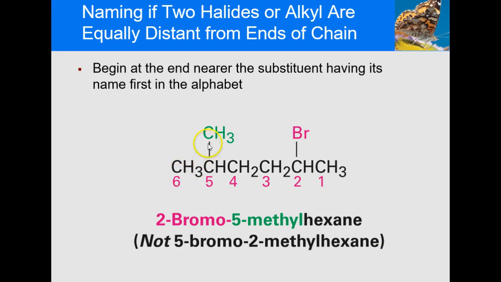Okay. If you have a tie, again, this is something we've already seen. If you have a tie, which side do you start counting on? You start on the side that gives you the group alphabetically first. Since I have a tie, this is B, this is M, so we're going to start counting on the right side. So 2-bromo-5-methylhexane.